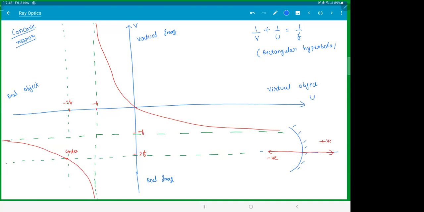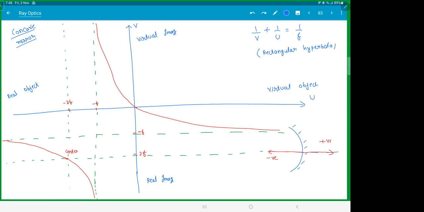Check it out. These curves are rectangular hyperbolas. Positive U, positive V are virtual, negative U, negative V are real. So for concave mirror, there is no graph in this region. Clear?